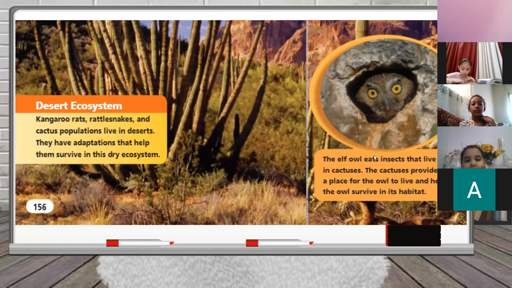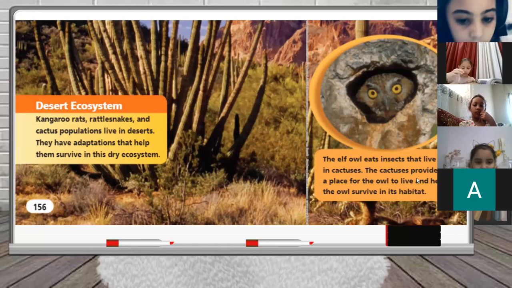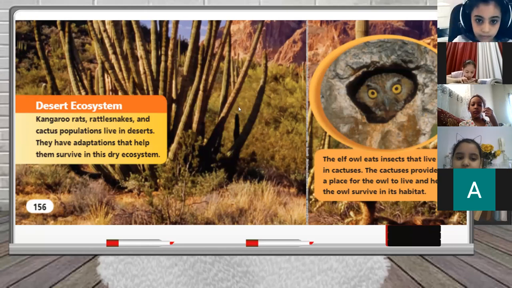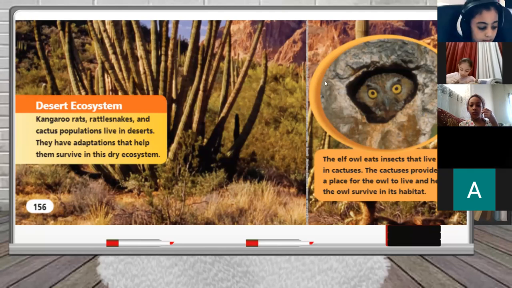Very hot. Very hot. And do you know someone who lives in the desert? Yeah. Okay, the camel. The camel, excellent. Camels live in the desert. Also, we have some types of plants like cactus. They live in the desert. Also, we have the elf owl. This is the elf owl. Look at the elf owl.